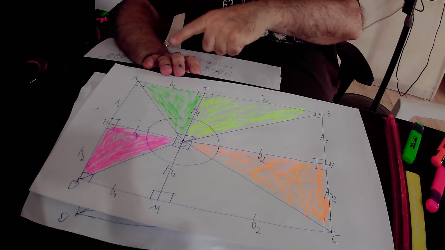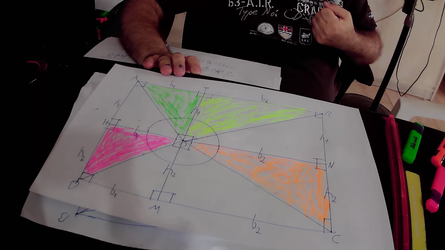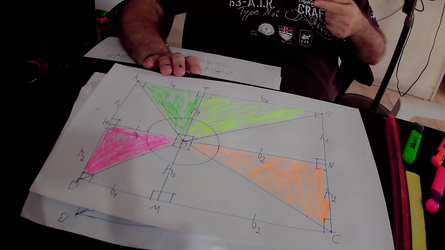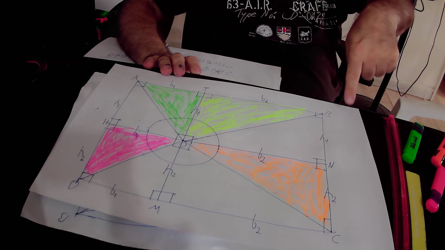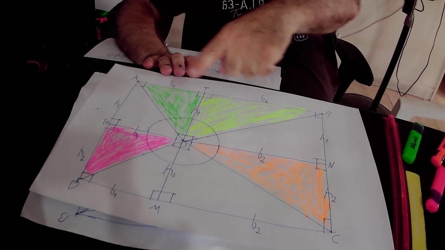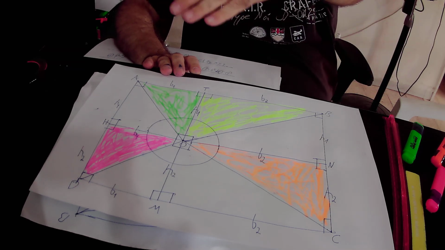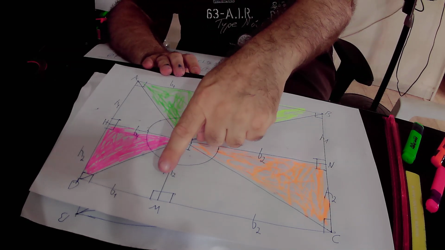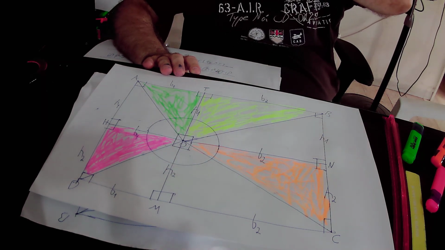Because side AB is parallel to side DC, the perpendicular from point O to AB must also be perpendicular to DC, again because side AB is parallel to side DC. Therefore, this angle equals 90 degrees and this angle also equals 90 degrees.